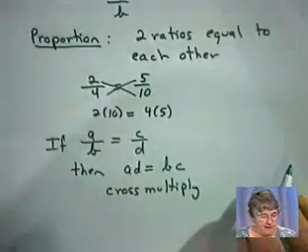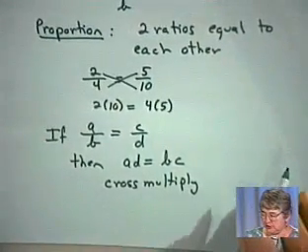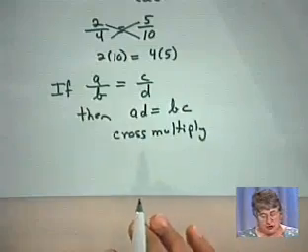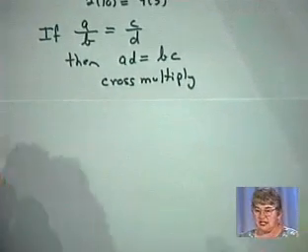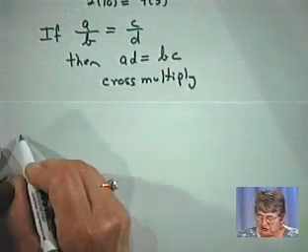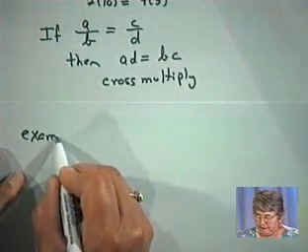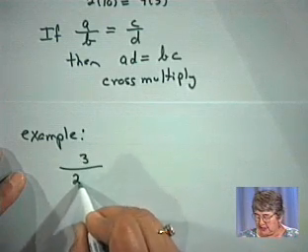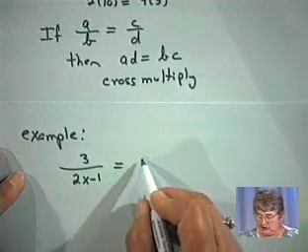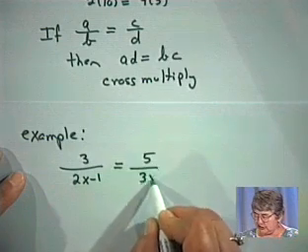Now, if you have an equation involving rational expressions which is a proportion, that particular rational expression is simplified. So let's take an example. Suppose we have 3 over 2x minus 1 equals 5 over 3x plus 2.